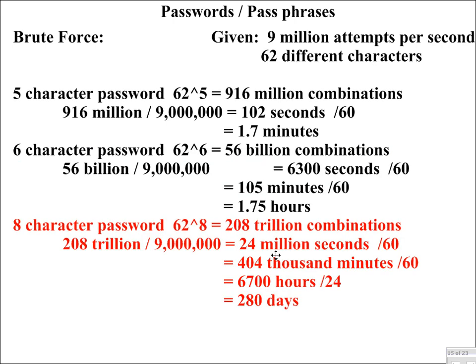Let's move forward. An 8-character password winds up being 208 trillion combinations. Divide that by 9 million, you get 24 million seconds. 6,700 hours or 280 days. You can see that you're getting into some more time. And the reason for this is an exponential equation. Think about an exponential curve. It's going to go and curve and get higher and higher quickly.